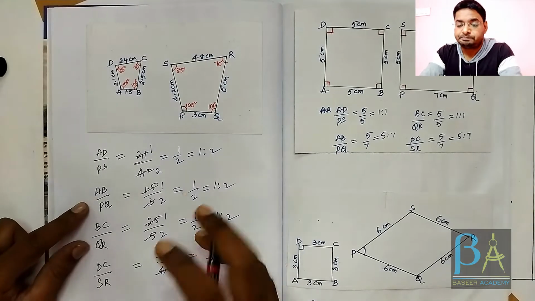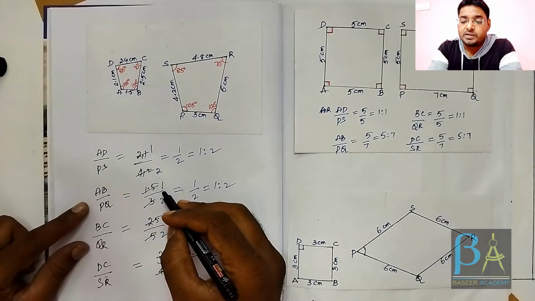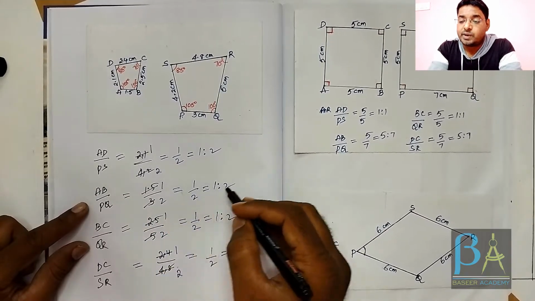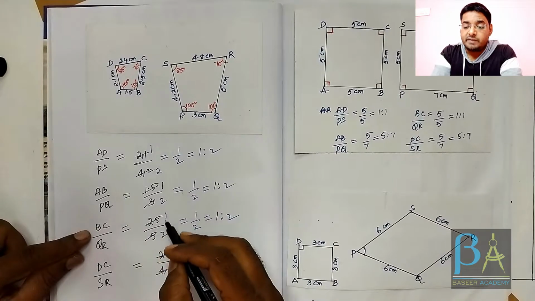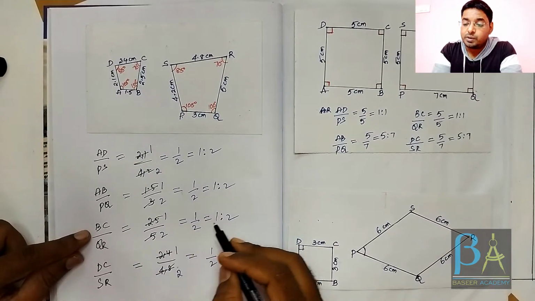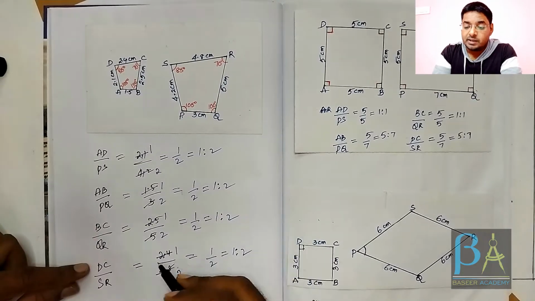In the same manner, 1.5 into 1 is 1.5, 1.5 into 2 is 3. So here also I'm getting the ratio as 1:2. 2.5 into 1 is 2.5, 2.5 into 2 is 5. So here also I'm getting the ratio as 1:2.